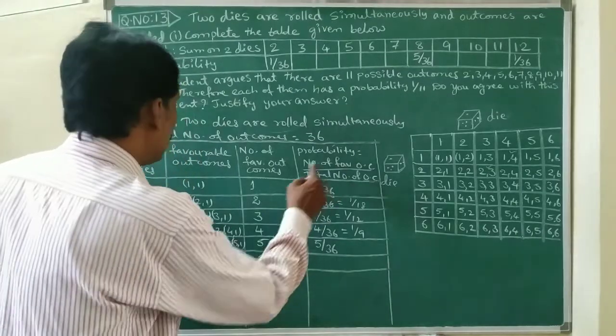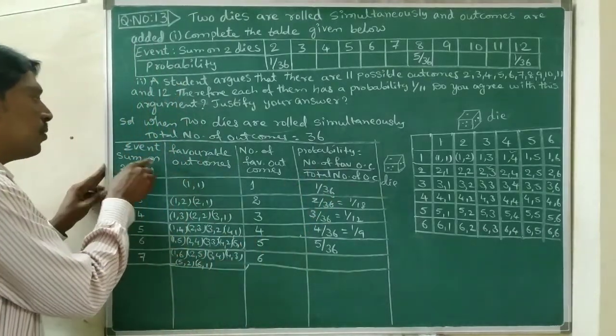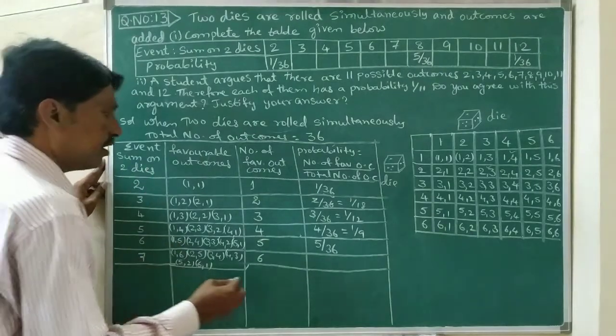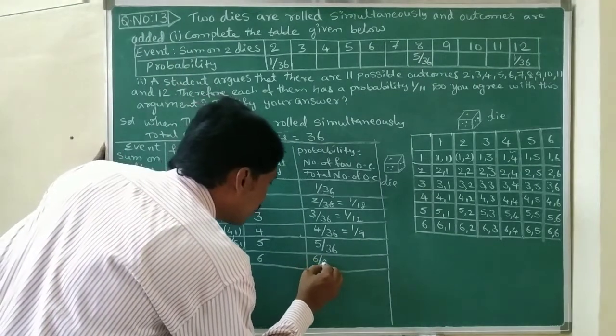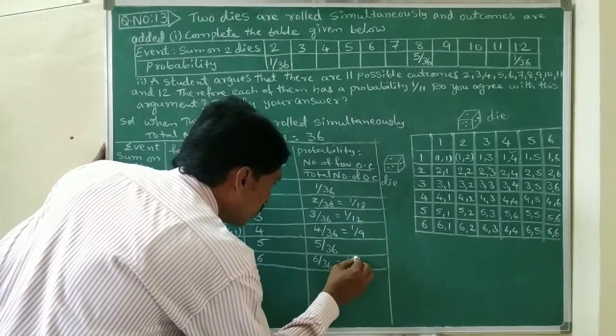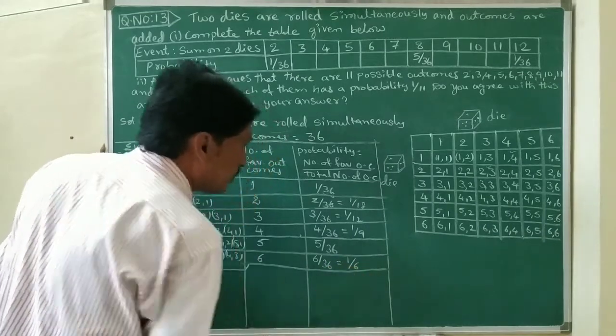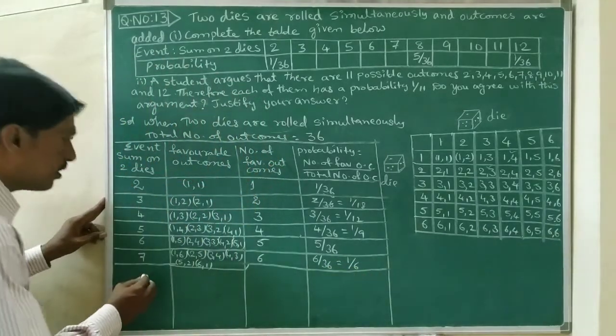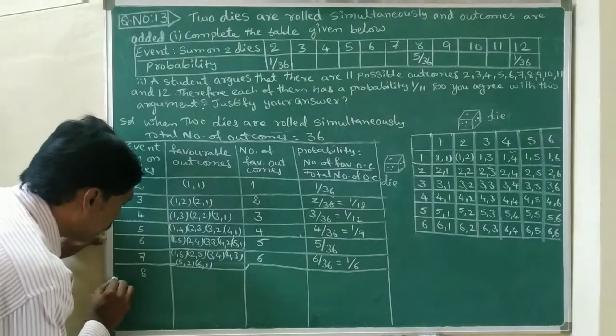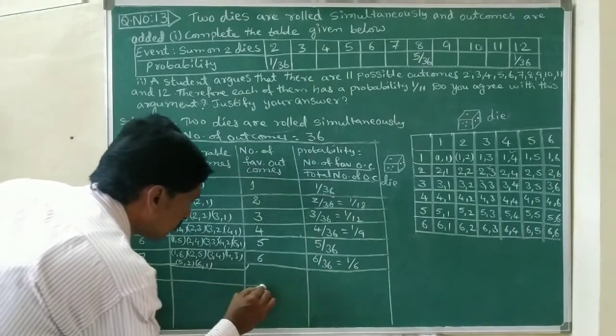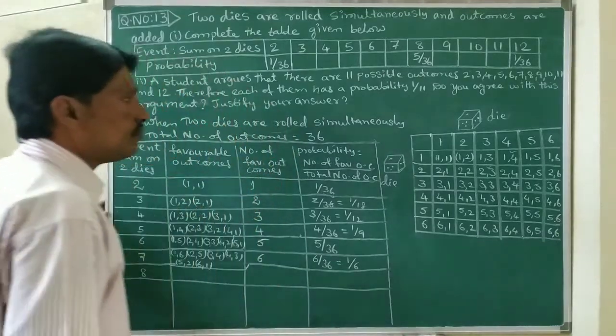So the probability of getting a sum of 7 on 2 dice is 6 by 36. That 6 we can cancel. 6 ones are 6, 6 sixes are 36. Means we are getting 1 by 6. Now the sum on 2 dice is 8. We need to find 8.